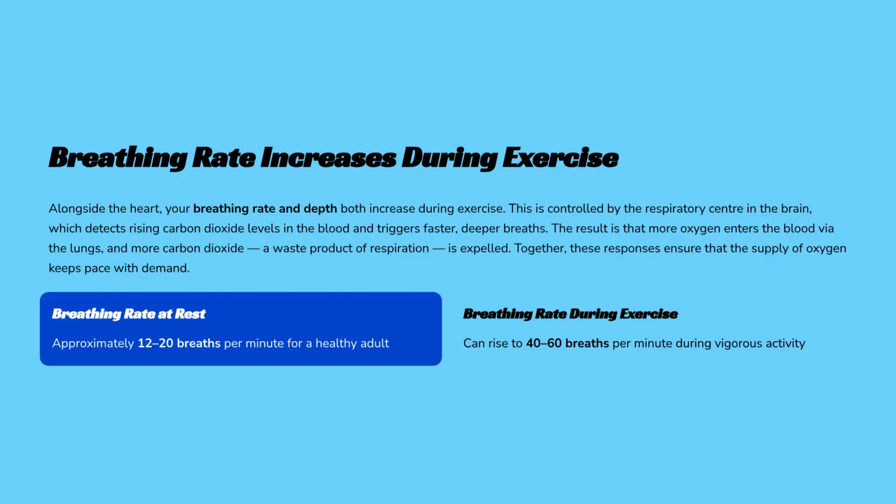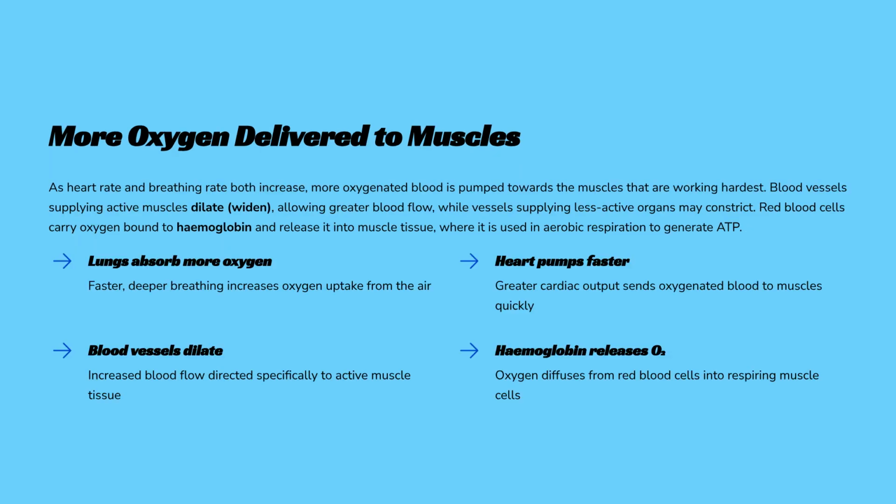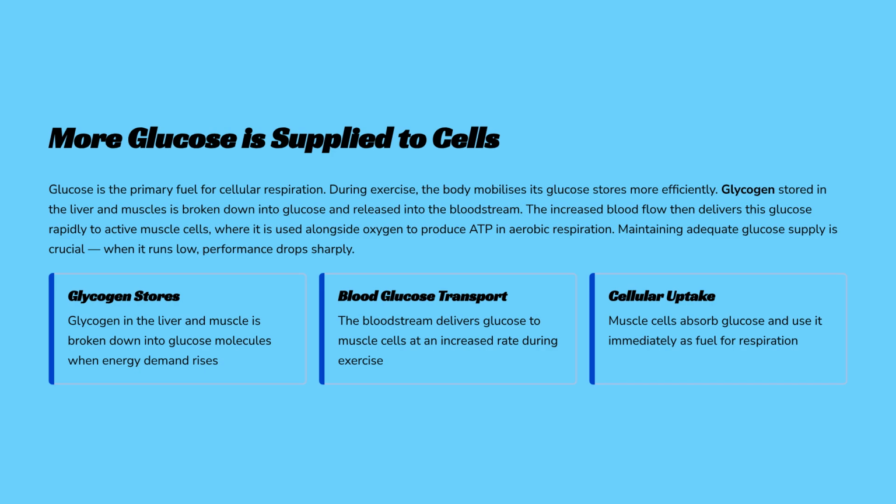Your breathing also changes. Faster, deeper breaths help absorb more oxygen and expel carbon dioxide, ensuring the gas exchange keeps pace with your body's needs. To support your muscles, blood vessels dilate, and hemoglobin releases oxygen directly into the tissue. This ensures the most efficient delivery of vital resources. Your body also mobilizes stored glycogen, breaking it down into glucose. This glucose enters the bloodstream, reaching muscle cells to fuel respiration.